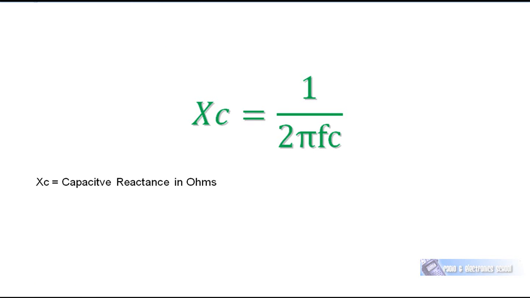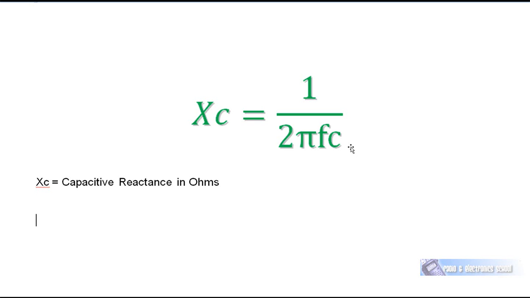The formula for capacitive reactance in ohms is XC equals 1 over 2 pi FC, where XC is the capacitive reactance in ohms. You won't have to use this equation, but it's a good idea for you to know it because you can then answer questions in the exam about capacitive reactance and how the variables, frequency and capacitance, change it. Now, XC equals 1 over 2 pi FC. 1 is in the numerator, 2 pi FC is in the denominator.